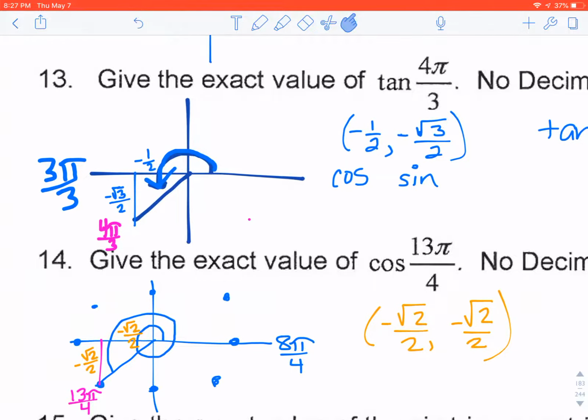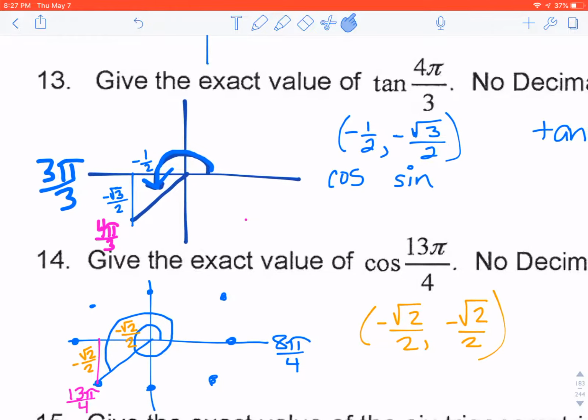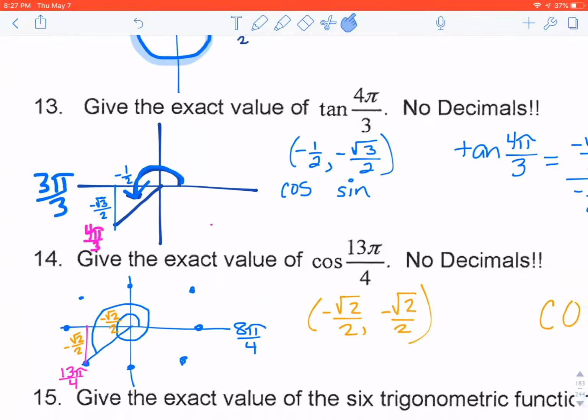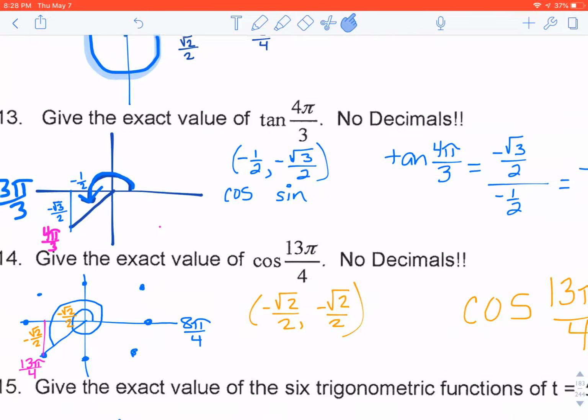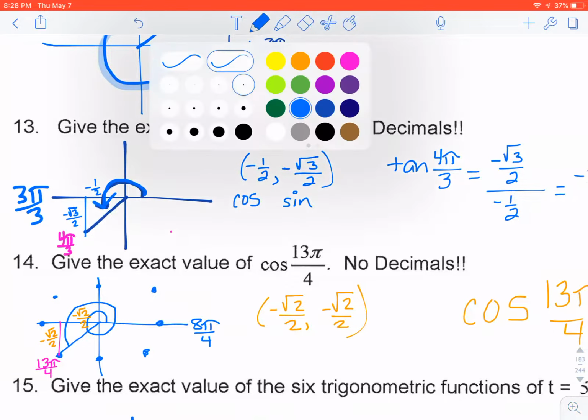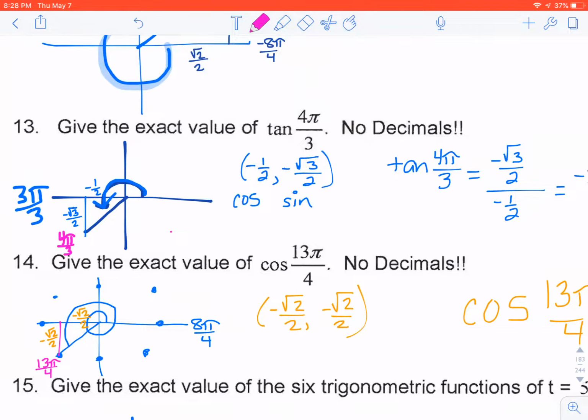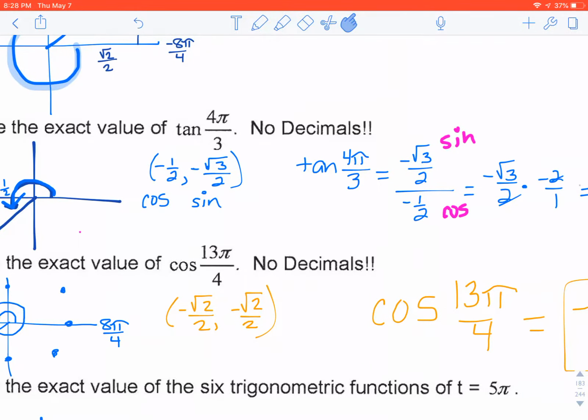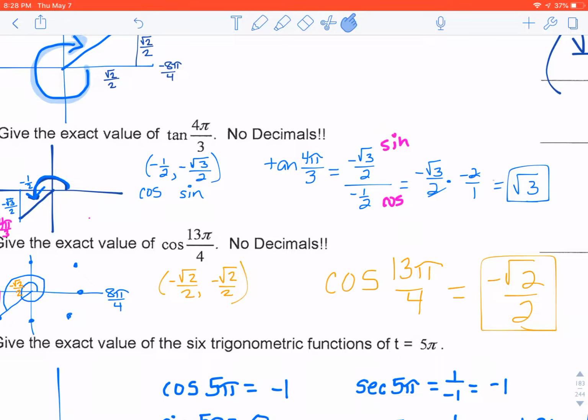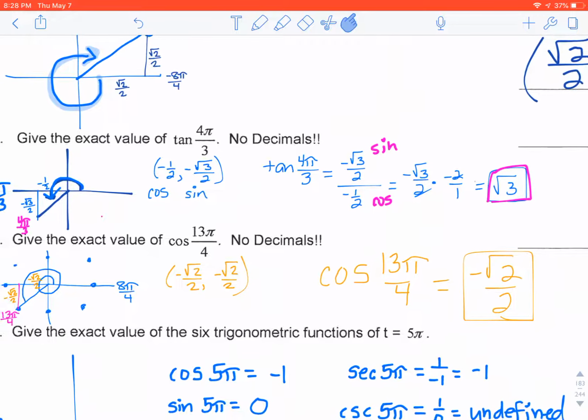But now they're asking for the tangent of it. So you're taking your sine theta over your cosine theta. Okay, so if you come over here, your tangent of 4 pi over 3, here's our sine, here's our cosine. Okay, you're going to divide those. I have left my work here if you need it. So once you divide those, you end up with positive square root 3 for tangent of 4 pi over 3.